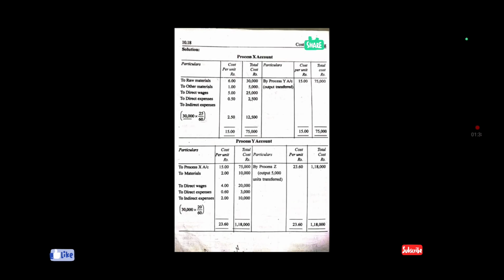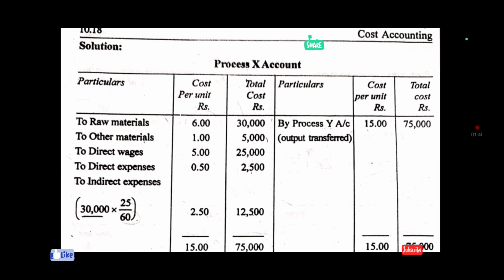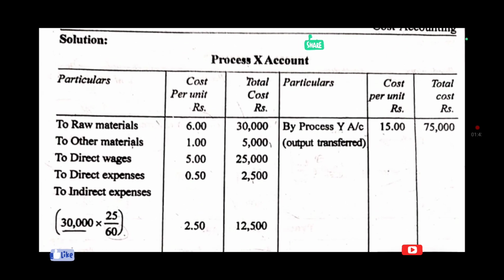Okay, let's prepare process X account. You know the format very well. That means there are two sides, debtor side and creditor side. We have 3 columns for each side: particulars, cost per unit and the total cost, on both sides. This is the format. Cost per unit means they required us to prepare cost per unit for each process, so for that we created a cost per unit column.